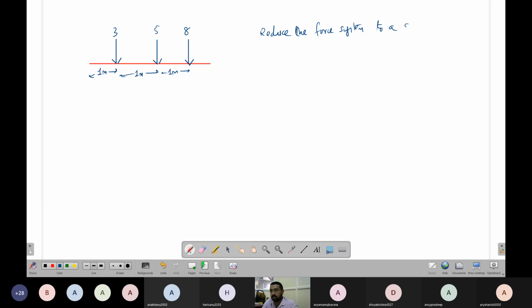So we'll do one more problem, because only if we do it two or three times will it stay in your mind. So let's say 3, 5, 8, with 1 meter, 1 meter, 1 meter spacing. Okay, so you have to reduce the force system to a single force.